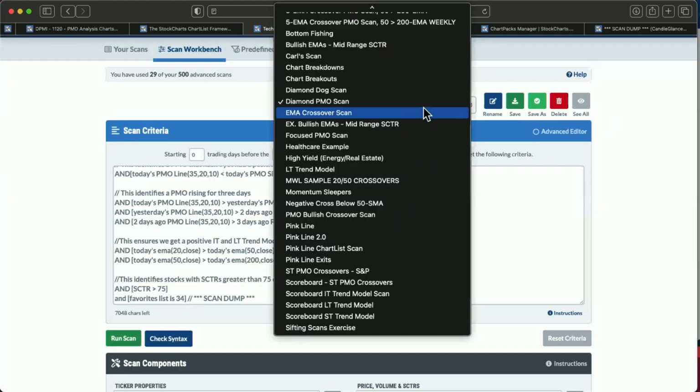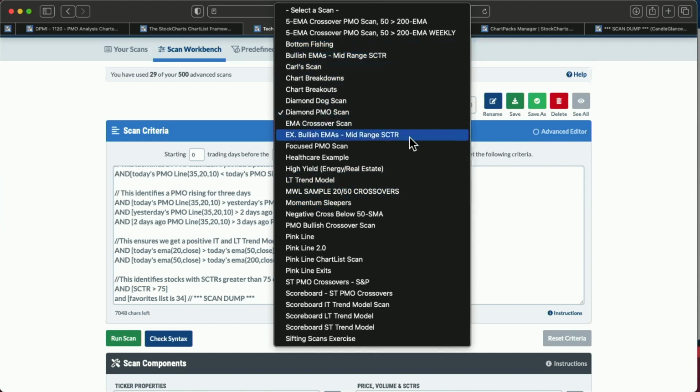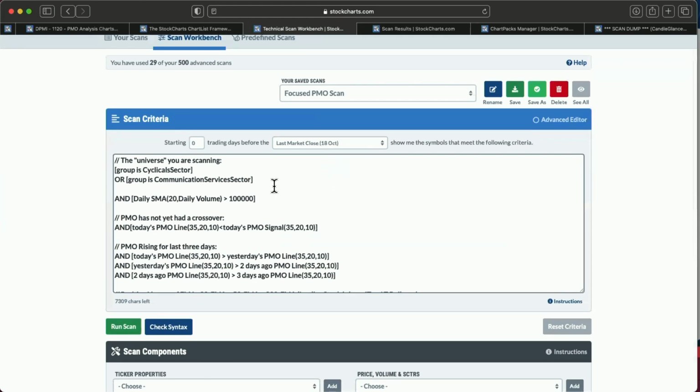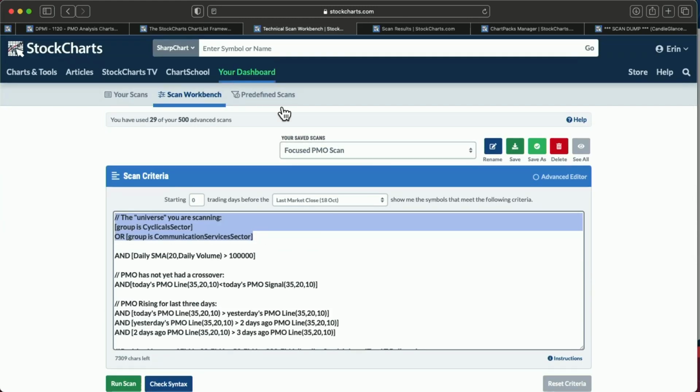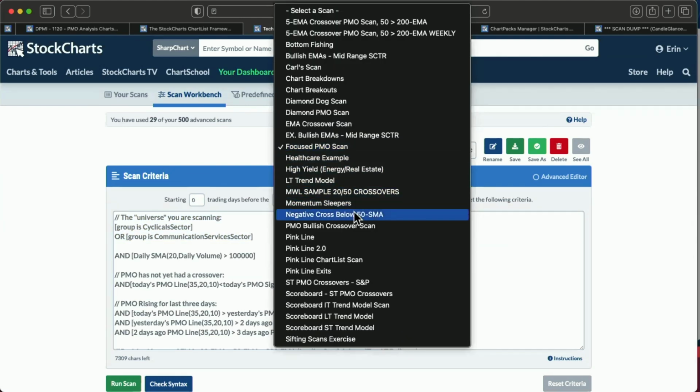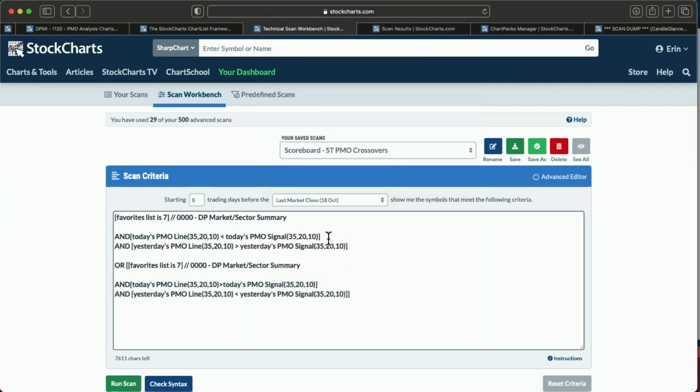But there's also, let's see. So I have one that is, let's see, the one that I want. So here's a focused PMO scan, and you can focus in on a particular sector, in this case, an industry group or sector. But one of the things I did want to mention is that once you set up some of these scans, you can now translate these over. So for example, I have one that is scoreboard. So it's scanning on my favorites list called DP Market Sector Summary, which means that has all of the major indexes and my sectors in it. And I'm looking for PMO crossovers and when they happen.